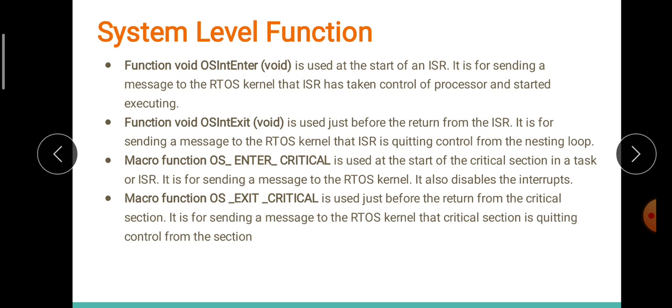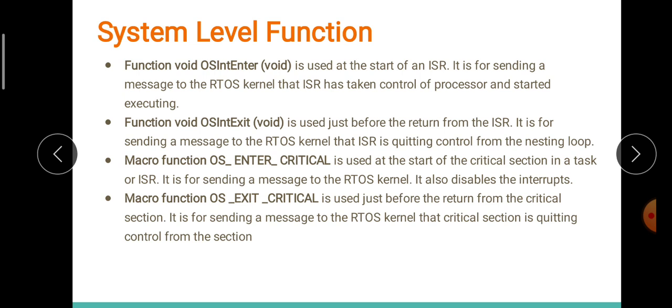Next function that we have is OS enter critical. This is used at the starting of a critical section in a task or even an ISR, and it is used to send a message to the kernel, and this helps in disabling the interrupts. Its use is very compulsory to let the operating system kernel take note of and disable the interrupts of the system, because you have already entered the critical task and other interrupts are disabled.